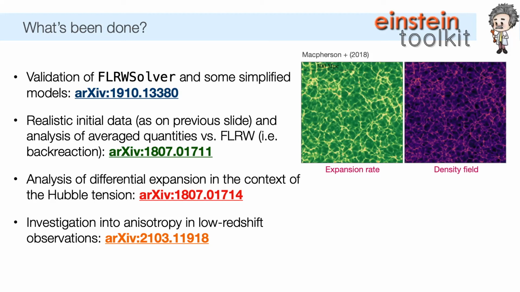And more recently, something I've done is look into the potential role of anisotropies in our low redshift cosmological observations. And it turns out that these could be quite important for our cosmological surveys that don't have a fair sampling of sky distribution of objects. So please do check out this paper as well if you're interested.